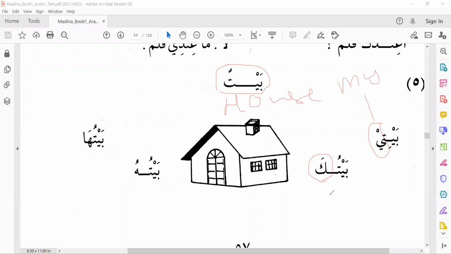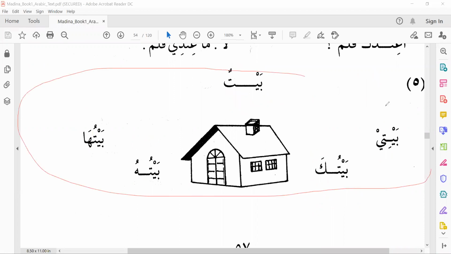Baituka is your house. Ka is an attached pronoun for second person masculine. His house, in Arabic we will say baituhu. Baituha, her house. We learned this last week. Inshallah, we will continue the exercise in practicing this ad-dhamairul muttasila, attached pronoun.